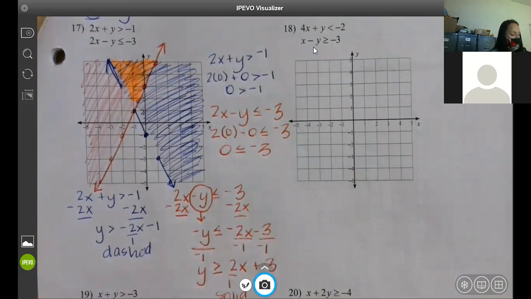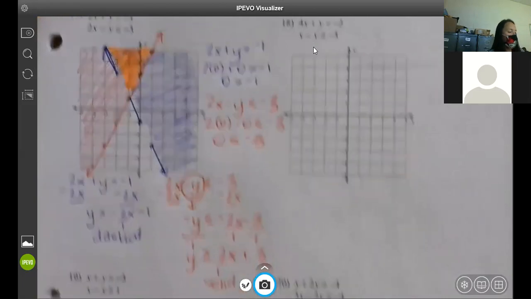We're going to do one more of these by hand, and then I'll show you on Desmos a couple of them. Okay, you don't have to graph them on your paper. You just have to look at them on Desmos. All right, so we're going to do number 20.